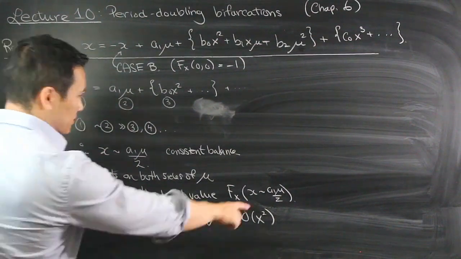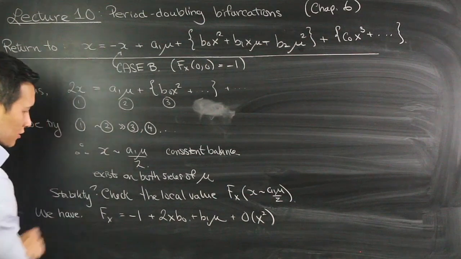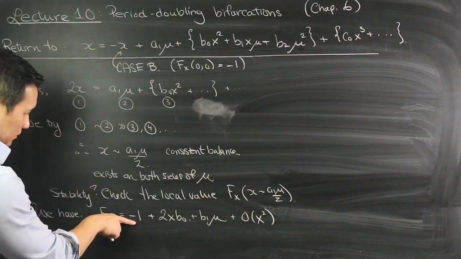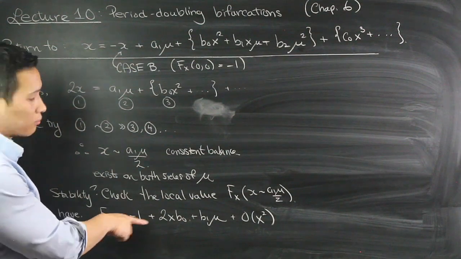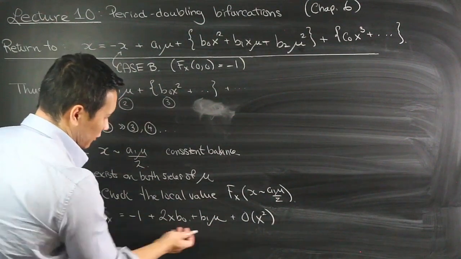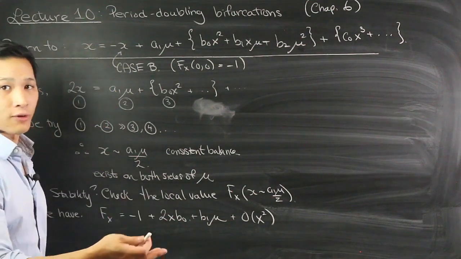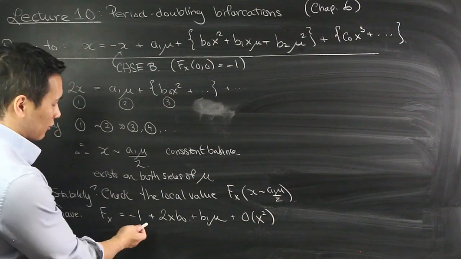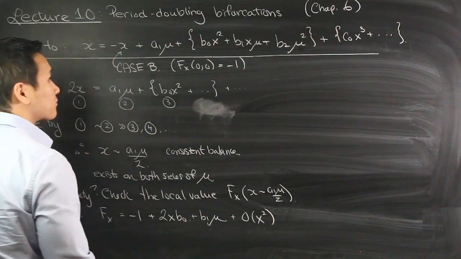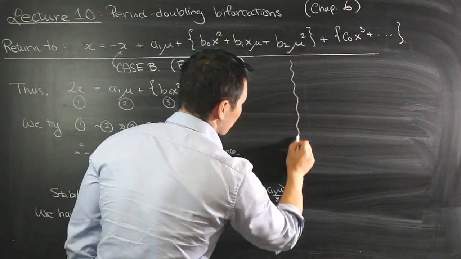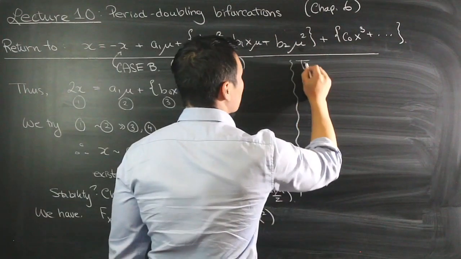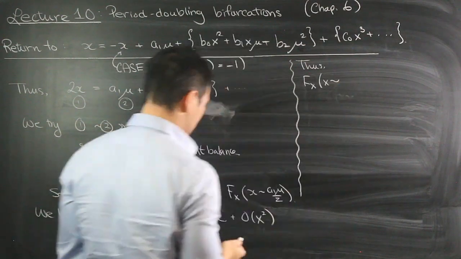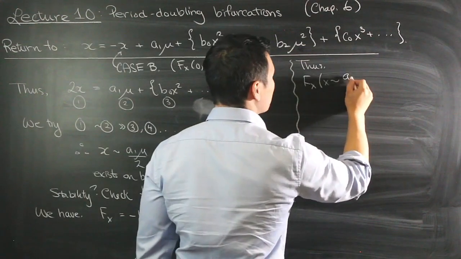Okay? Then you substitute this approximation into that function there. So notice that indeed at this location, the fixed point has a gradient of -1 plus something small. And you want to figure out, is this something small going to take you to be less than -1, or are you going to take you to be greater than -1? So thus, f' at this location here, a1 times mu over 2.